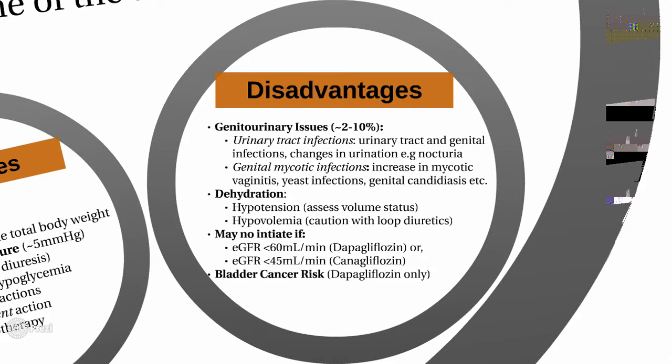Again, I don't know how much this pertains to us, but you may not initiate these drugs in a creatinine clearance of less than 60 for dapagliflozin or less than 45 milliliters per minute with canagliflozin. So why is that? These drugs rely on adequate renal function. If you can't put glucose into the proximal tubule, if you can't put glucose into the urine, you have nothing to block. You have nothing to reabsorb because there's no glucose there in the first place. So as filtration goes down, efficacy goes down. So we wouldn't initiate these drugs in those kinds of patients.